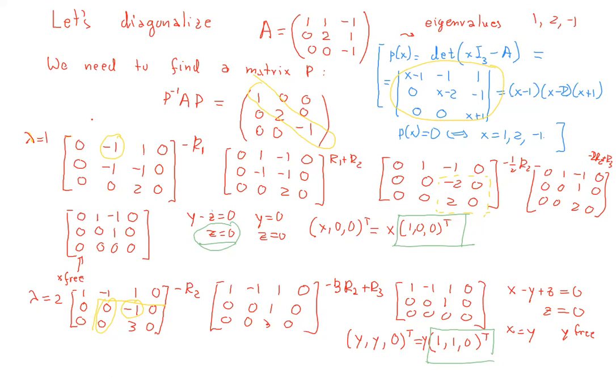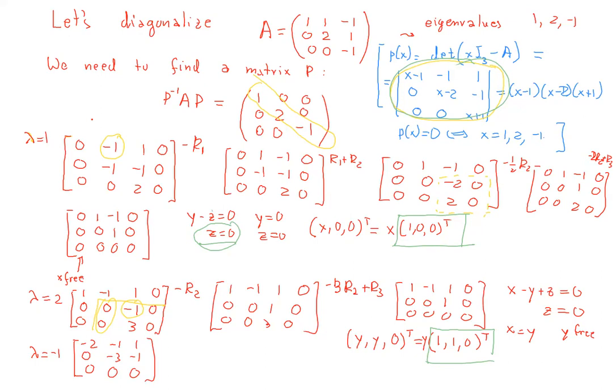Okay, let's do the third one. For the third one, we have to plug in, again, when I say plug in, I mean in this matrix right here, we have to plug in negative 1. So when we plug in negative 1, what do we get? For lambda equals negative 1, we get negative 2, negative 1, 1, 0, negative 3, negative 1, 0, 0, 0.